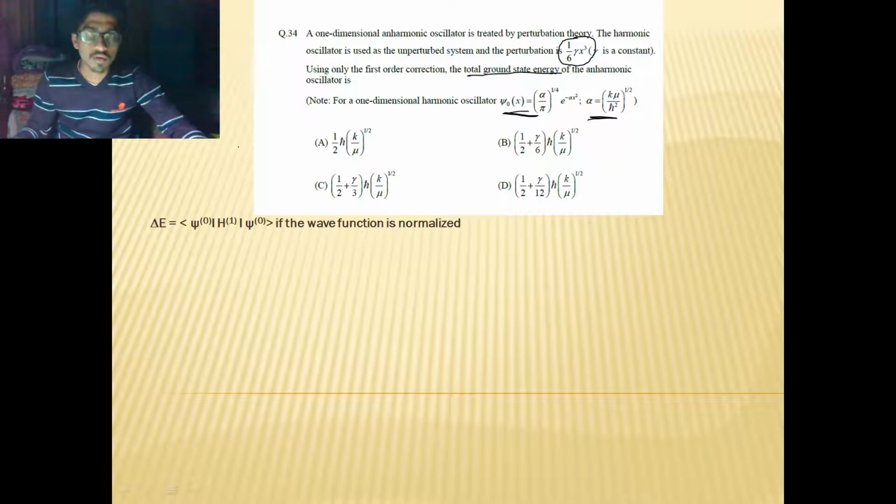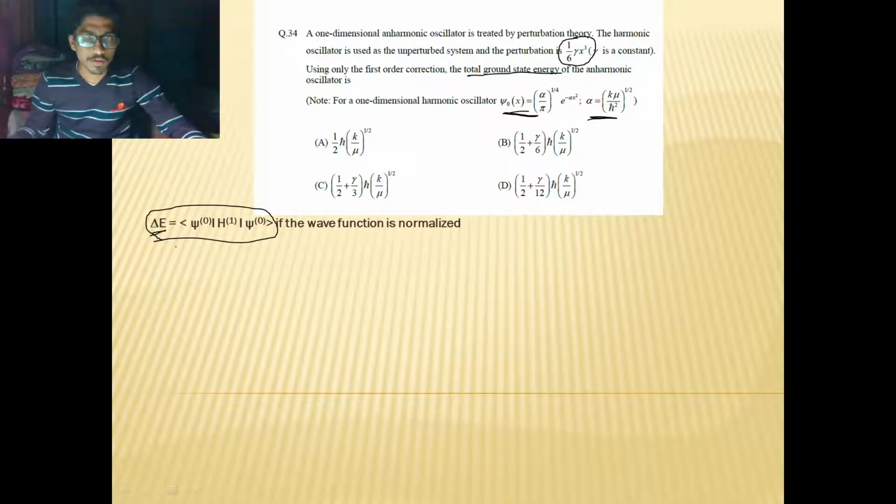See how we can approach this problem. Basically here I have written delta E. How can we calculate the extra energy we got due to perturbation? That is delta E. Delta E is nothing but the energy of the perturbed system minus the energy of the unperturbed system. So that is basically the energy we gain from the perturbation. So delta E is basically, I use bracket notation.